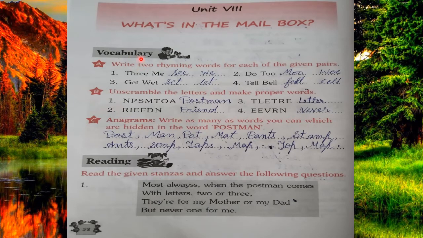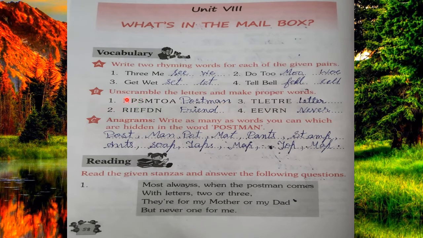First is vocabulary. Write two rhyming words for each of the given pairs. Class, here in this question you have to write some rhyming words. Rhyming words means similar sounding words, just like three, me, see, we. Next, do, to, moo, woo. Next is get, wet, set, let. And the last one is tell, bell, fell and sell. Okay, so clear, class? How to do this question?